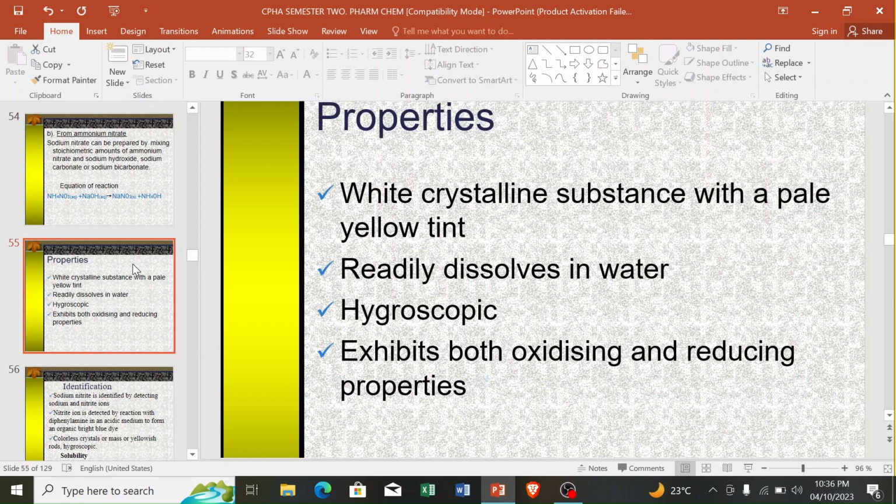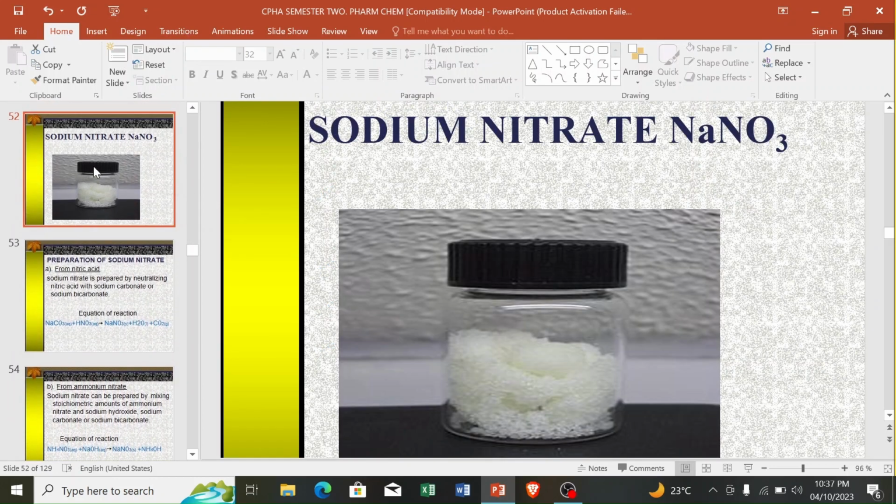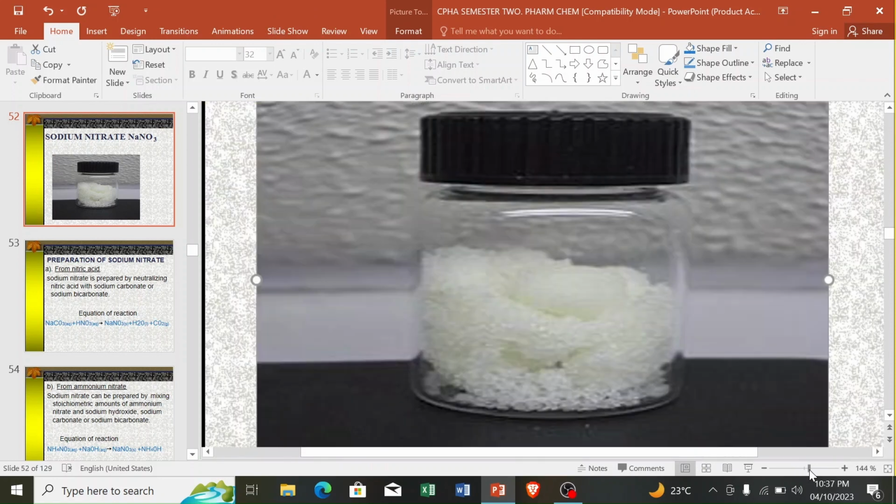Okay. All right. Properties of our sodium nitrate. It is a white crystal. We were talking about it, like we were seeing it up there, and briefly trying to give it its properties. Now the real properties are here. So we see that it is a white crystalline substance with a pale yellow tint. We saw how the tint was. Let me go back. We would see a yellowish thing, and this is what they call a tint.